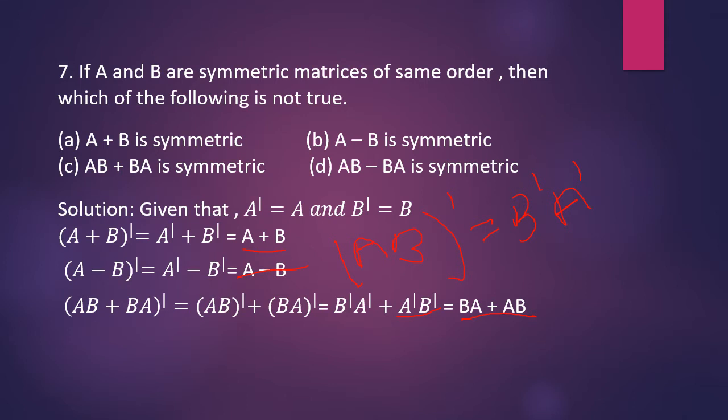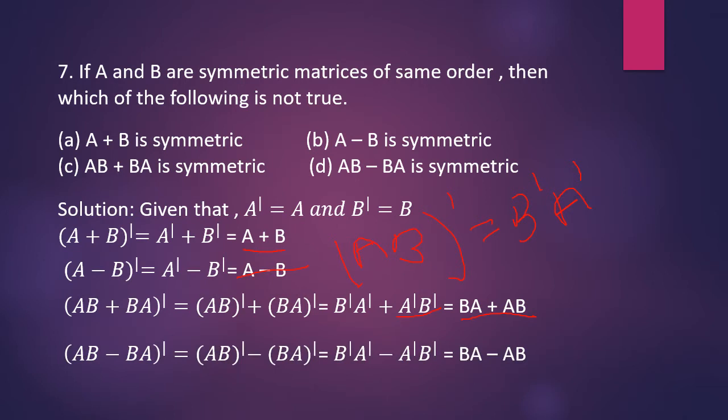So the only possibility is option D. If you want, you can check here. Using the property, this is AB whole dash minus BA whole dash. This is B dash into A dash minus A dash into B dash. So this is BA minus AB. This cannot be equal to AB minus BA here. But this is equal to minus of AB minus BA. So in that case, AB minus BA is not symmetric here. That may be skew symmetric. So this will be the wrong statement for the given.